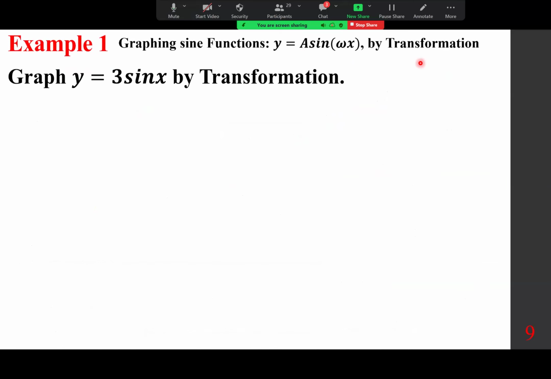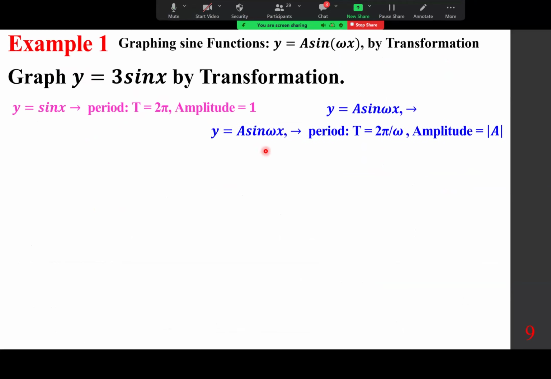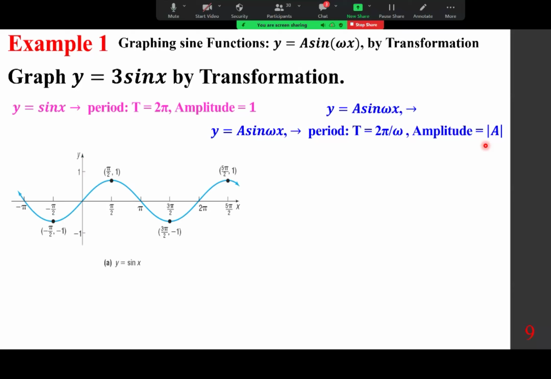All right, we want to graph this. There are several methods. Let's start with the transformation. So y equals 3 sine x by transformation. We start with the basic function y equals sine x. And we know y equals sine x has a period of 2 pi, amplitude of 1. And y equals a times sine omega x, the period is 2 pi over omega, amplitude is the absolute value of a. So here's the basic sine function.